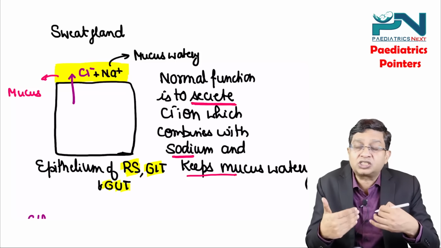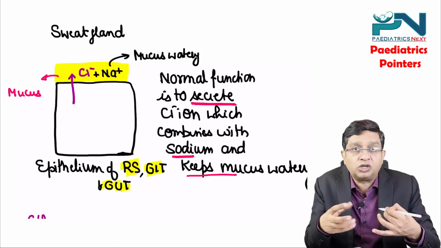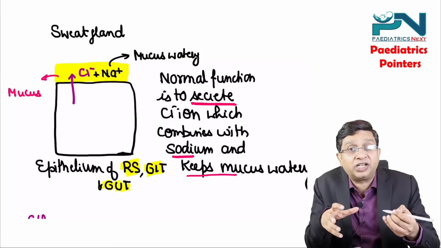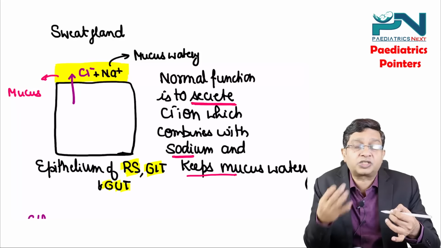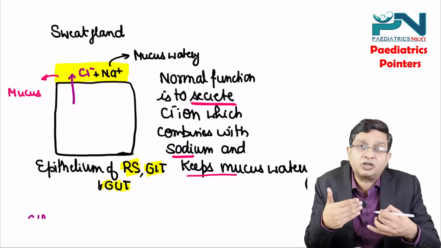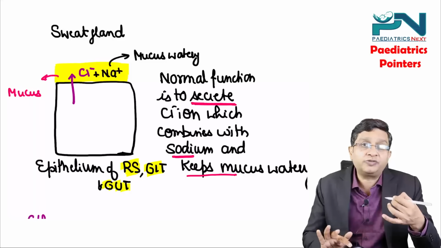So in cystic fibrosis, chloride will not go out. If the chloride does not go out, the mucus will be dehydrated. And this dehydrated mucus is going to cause obstruction. So there will be obstruction of the respiratory system, obstruction of the GIT, obstruction of the GUT.